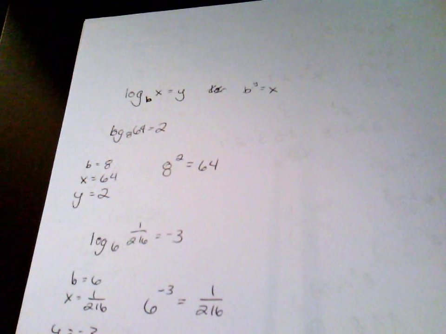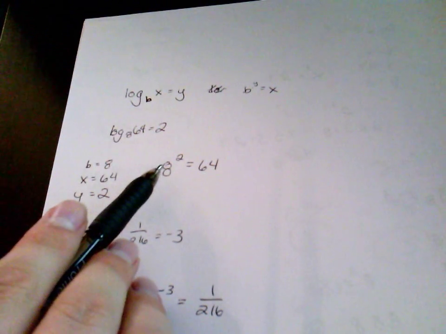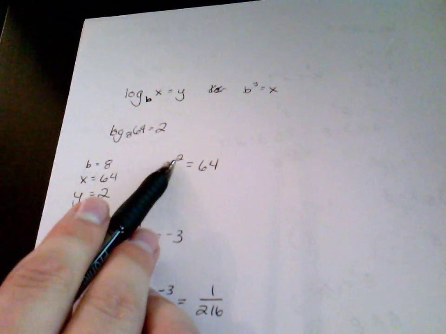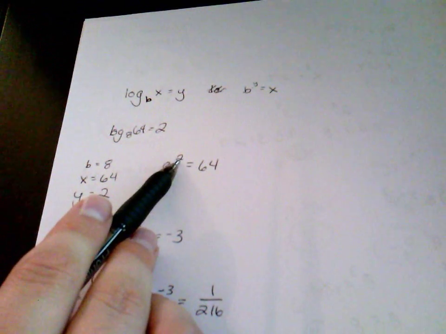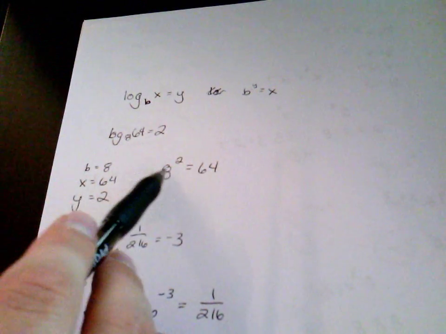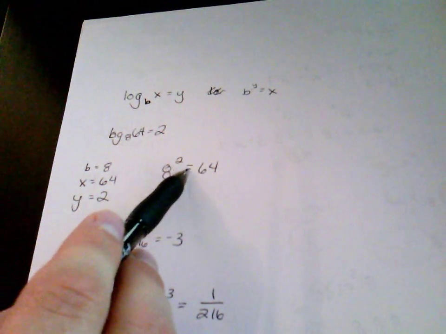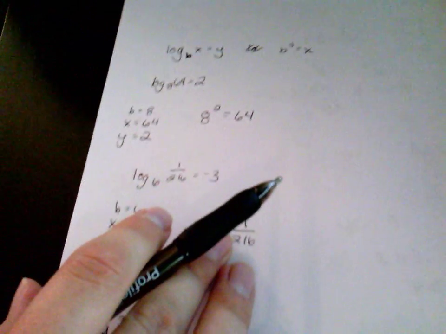Now one way you can check to see if you're correct is to look at it this way. Is 8 to the second power equal to 64? Well, we know that squared means to take the number and multiply it by itself. So we're going to take 8 squared, or 8 times 8, and it does equal 64.